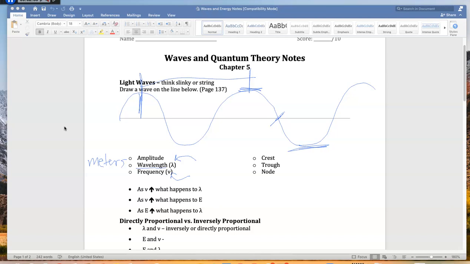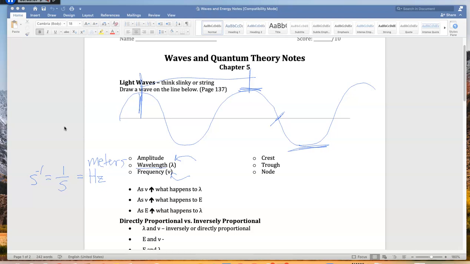All right, what about frequency? What's the units for frequency? Hertz. That's the abbreviation for hertz, Hz. And hertz can also be written as 1/seconds. It can also be written as seconds to the -1. So frequency has 3 different units that you can use. They all work. You just have to recognize which ones are which. All right?